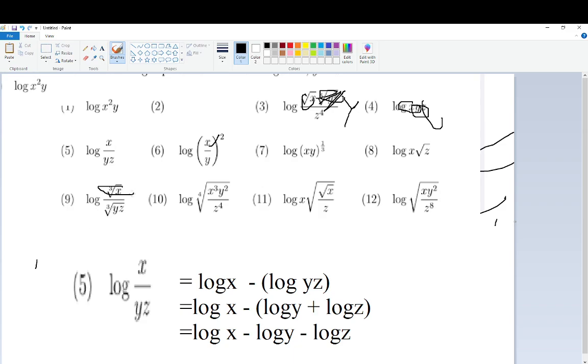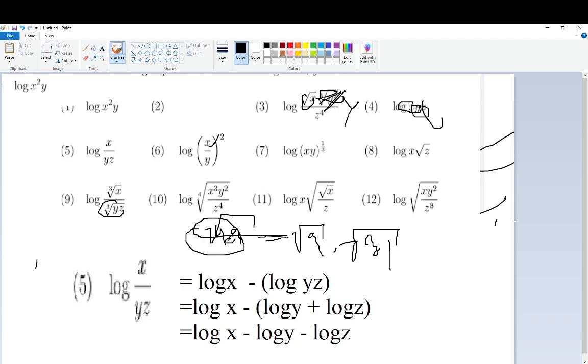So it's log of x^(3/2) minus log yz, which becomes minus log y^(3/2) minus z^(3/2), because this square root applies to both of them. Anytime you have the square root of 9 times 81, for instance, you can break that down into the square root of 9 times the square root of 81. You're allowed to break down things that are multiplied in a square root into two separate square roots.